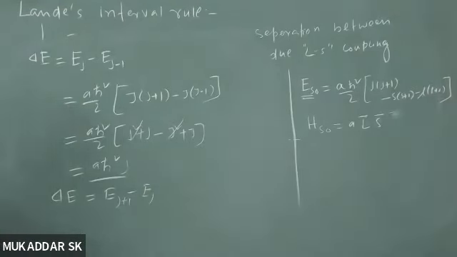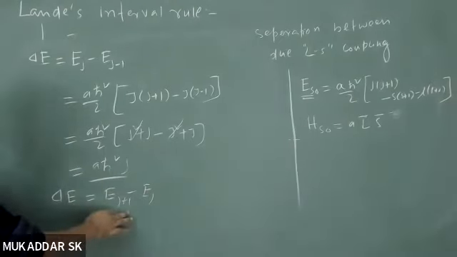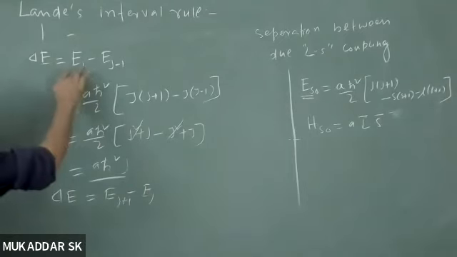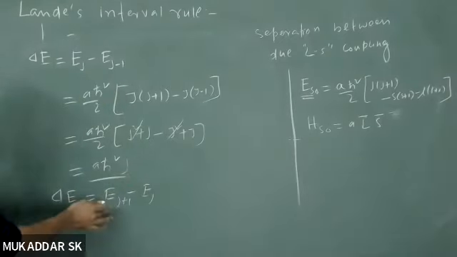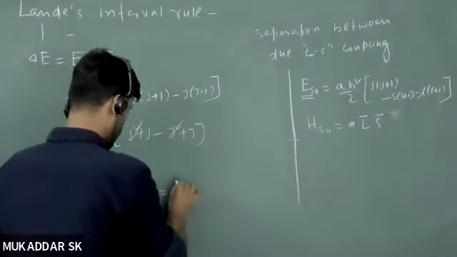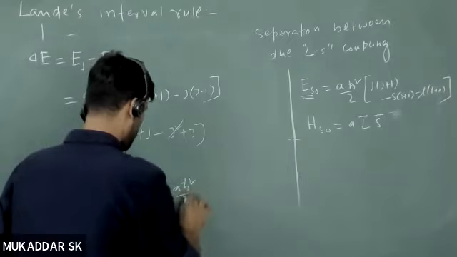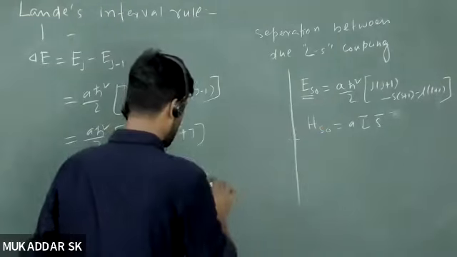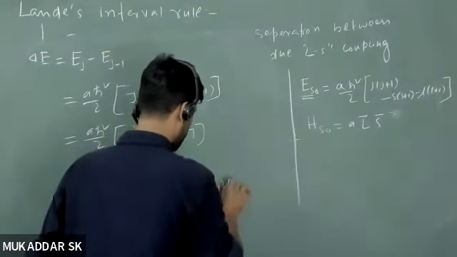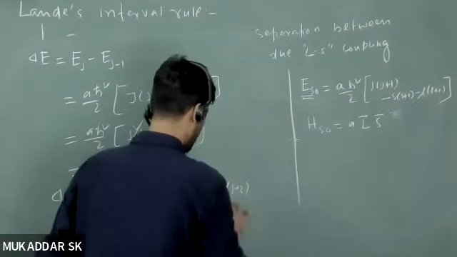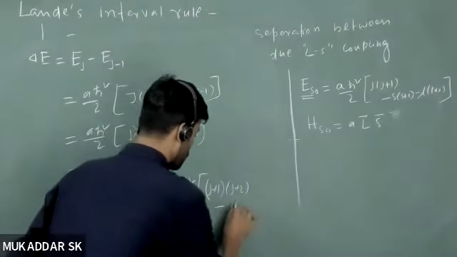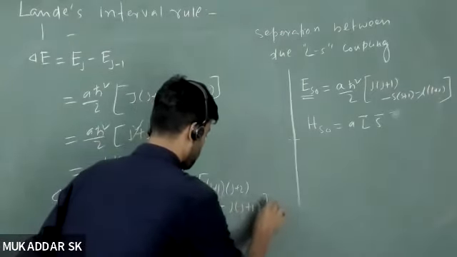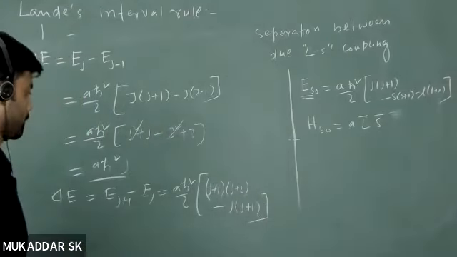Energy separation between the J plus 1 level and the J level. So this was EJ minus 1. Now I am calculating J plus 1 and J. Exactly. So you can calculate A h-cross square by 2. Then for J plus 1, it will be how much? J plus 1 into J plus 2, right? Minus J into J plus 1.